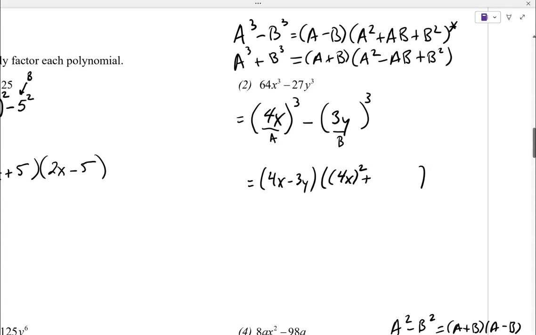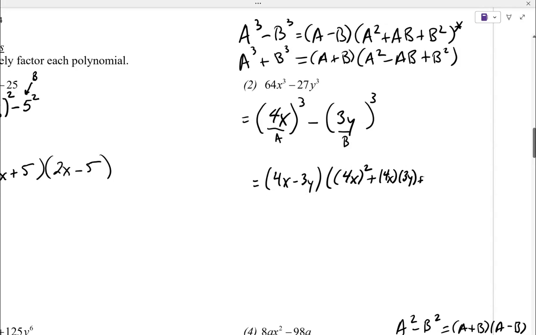Plus. What's A? 4x. What's B? 3y. I'll simplify it in a second. I'm literally just plugging into the formula, right? We know that the A is the 4x, so we plugged it in. We know the B is the 3y, we plugged it in.